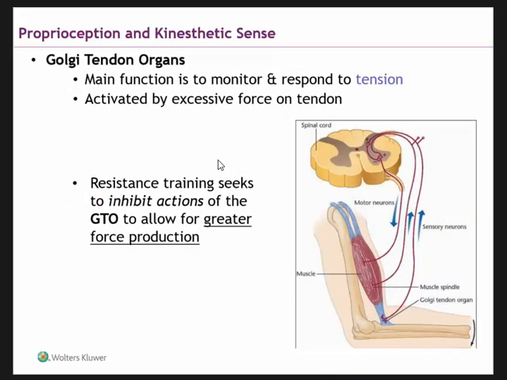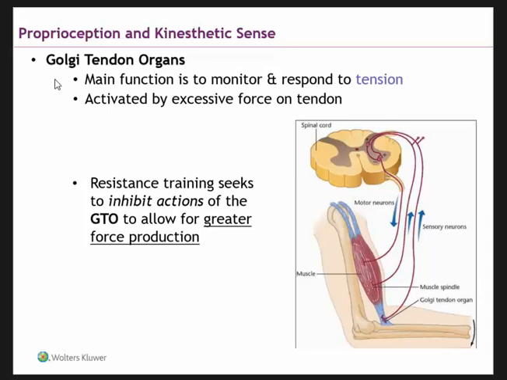Next is GTO. So GTO, main function, well first let me start back. GTOs are located in the tendon, not the muscle, and they're extrafusal fibers located in the tendon near the myotendinous junction, so in between the muscle and the bone. The GTO functions to protect the muscle and the tendon by responding to tension. So it detects how much tension is placed on the body. And the GTO will fire when there's a heavy load placed on the body.